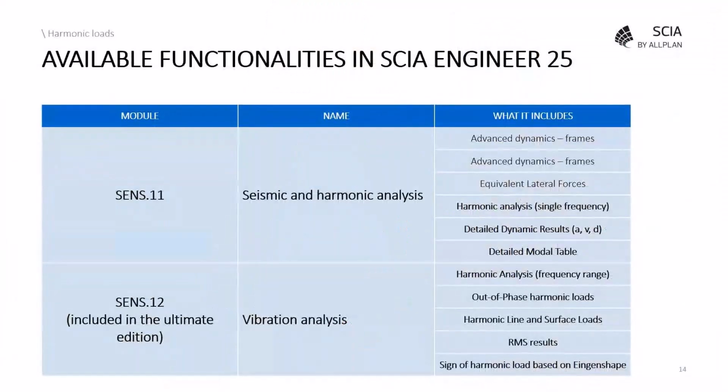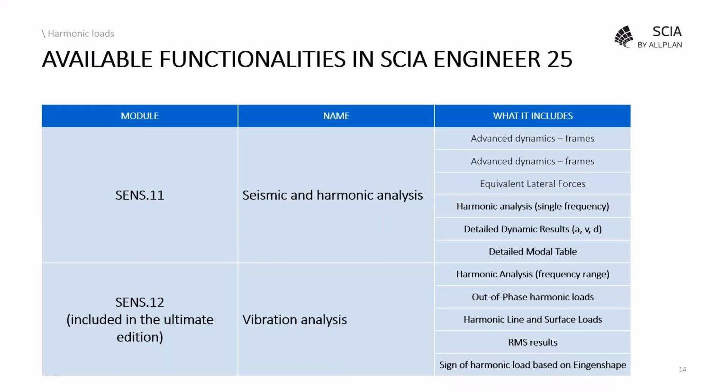First, we need to establish what kind of functionalities are available in the different modules of SCIA Engineer. As you know, SCIA has different modules which have some functionalities included in them, and these modules can be available in different editions of the software. So in the module seismic and harmonic analysis, you have access to a harmonic analysis with a single frequency. You will also be able to ask for dynamic results in terms of acceleration, velocity, and displacement, and you can ask for a detailed modal table. This was available in the old versions of SCIA Engineer only in the old interface. Now it's available also since SCIA 25 in the new interface.